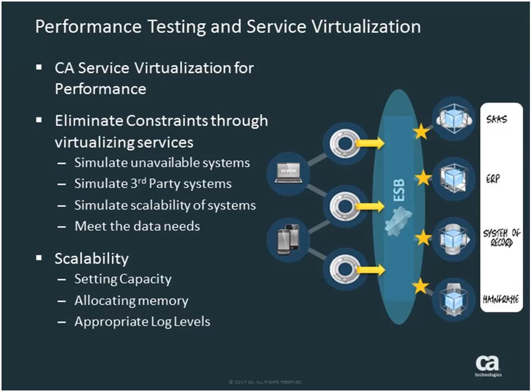So here, as you can see, the application interacts with a number of other systems, right? So if you're trying to test, let's say, the ESB layer here, you can eliminate any constraints here. So for example, let's say you have any unavailable systems, you can virtualize that system and eliminate that constraint. Or if you have third-party systems which do not support performance testing, you can virtualize that. Or if it costs you per transaction, you can virtualize that. That way, you can save the cost. And you can also simulate scalability of systems.